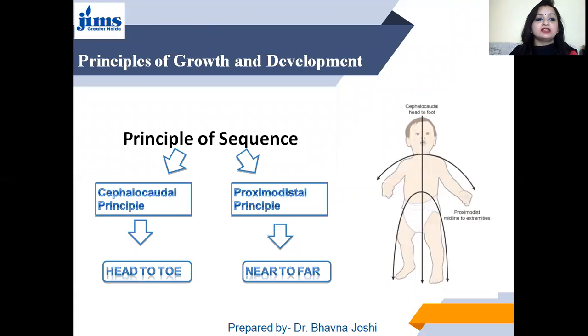Principle of sequence means development follows a sequential pattern. This sequential pattern is based upon two principles. The first is the cephalocaudal principle, which means that growth will be from head to toe. That means we begin to grow from head to toe. And the second is the proximodistal principle, which, as it is written, means near to far: the spinal cord, which is said to be the center of the body of an individual, develops first and then the outward development takes place.